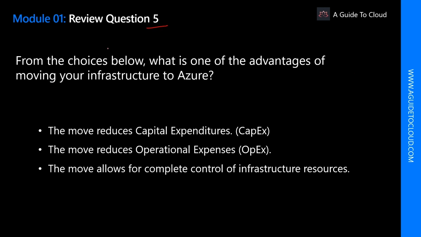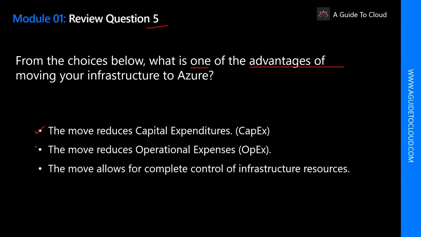From the choice below, which is one of the advantages of moving your infrastructure to Azure? So the key word over here is advantages of moving your infrastructure to the cloud, and we have to find one answer from the below options. So let's go through the answer. The move reduces capital expenditure. The first option is right, because public cloud deployments reduce capital expenditure because there is far less infrastructure to buy. You efficiently rent only what you use as you use it. So the CapEx is the right answer.